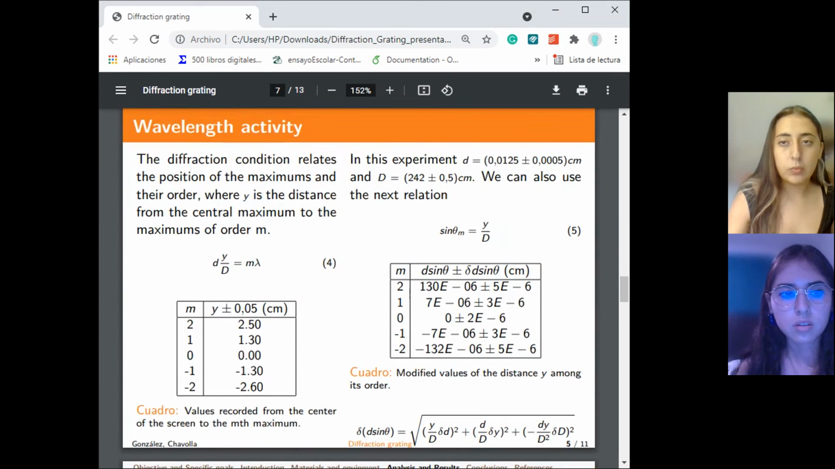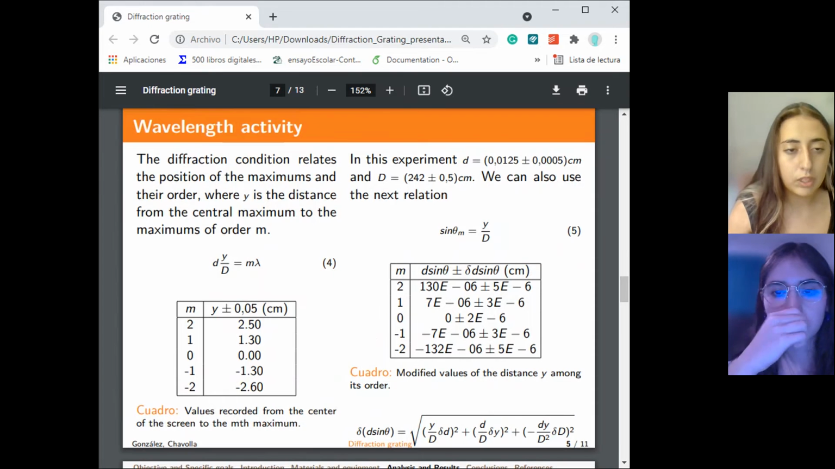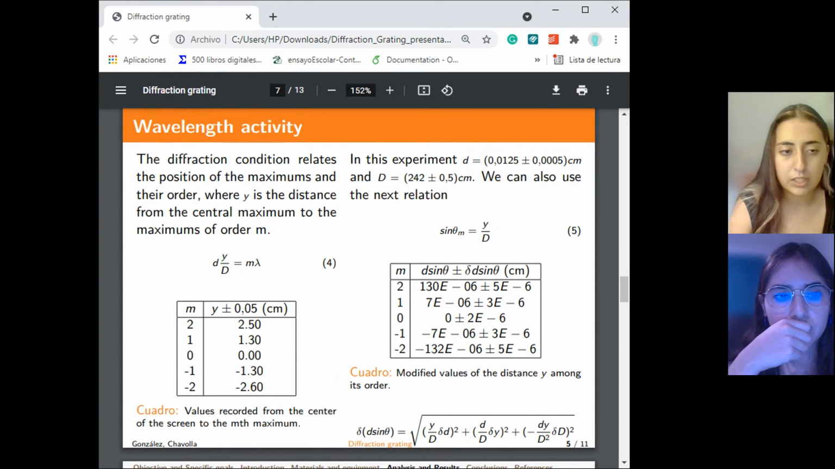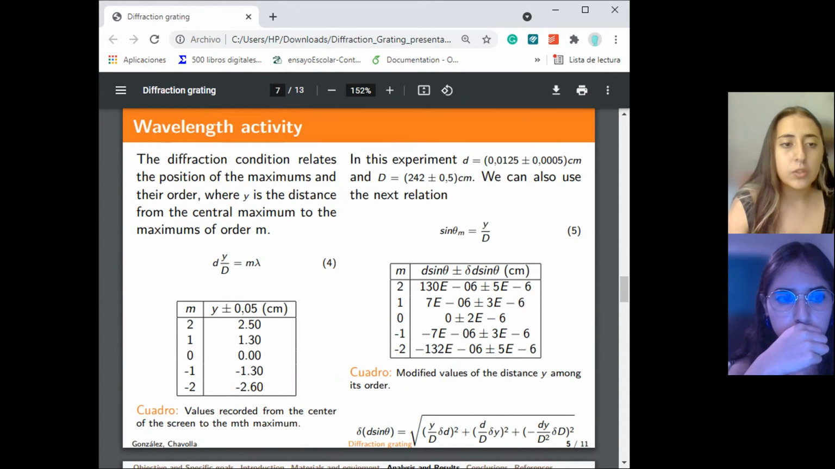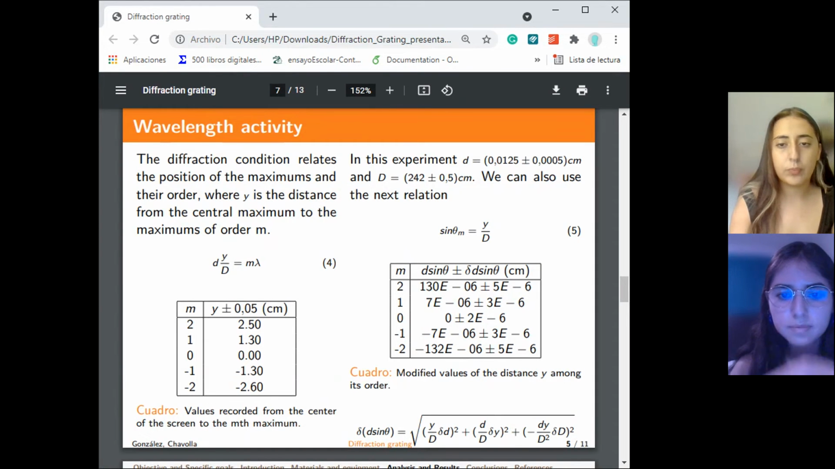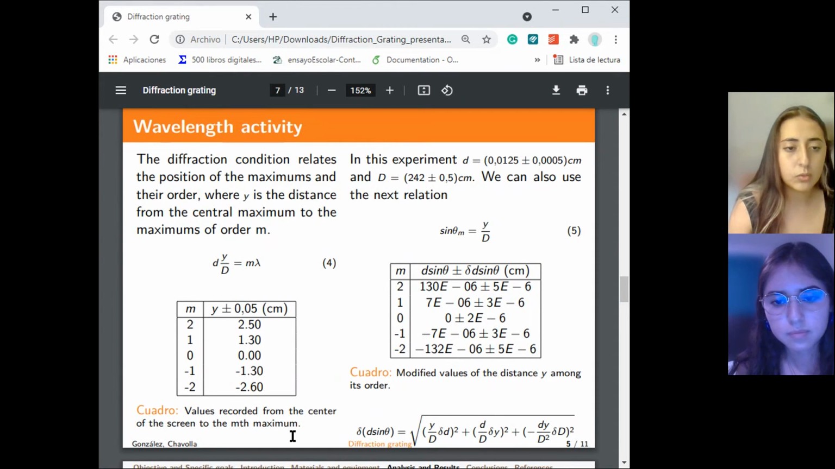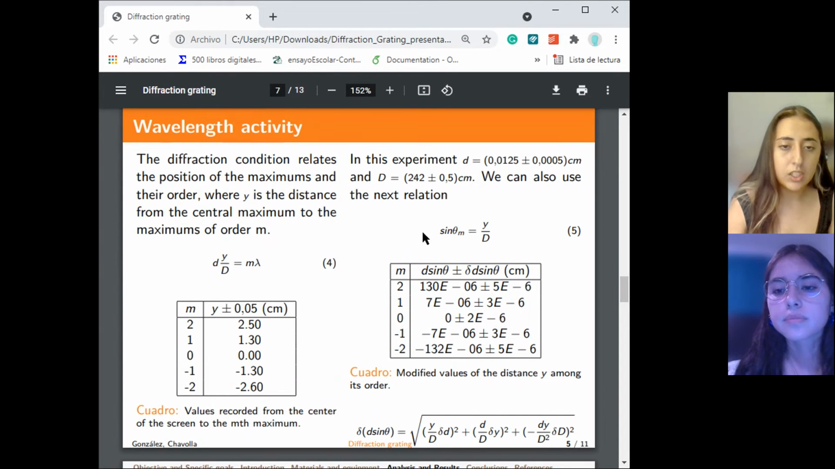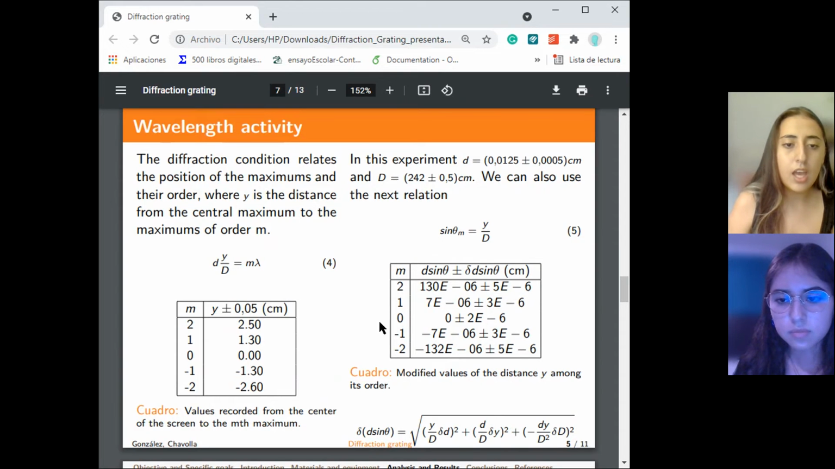For the first activity, which is where we obtain the wavelength, the diffraction condition relates to the position of maximums of their order, where y is the distance from the central maximum to the maximums of order n. As we can see in the first table, we have the values of the distances y and the order m. Then we obtained the sine of theta by dividing y over D, and then we multiplied this by the slit separation d, as we can see in the second table.